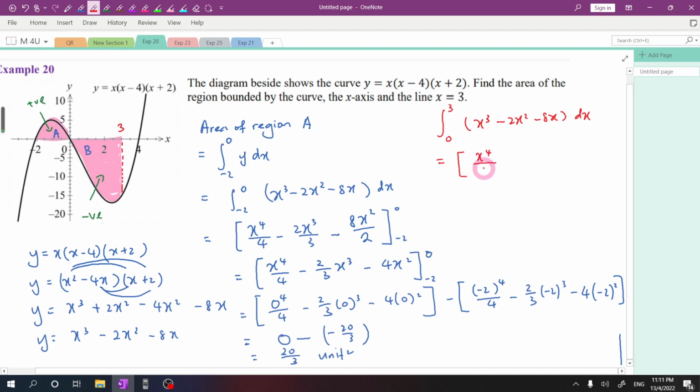X power 4 over 4 minus 2 over 3 x power 3 minus 4x squared. But this time the lower limit is 0, the upper limit is 3. Okay, just bring in 3 here. 3 power 4 over 4 minus 2 over 3 times 3 power 3 minus 4 times 3 square. Minus this whole thing, when you bring in 0 here, this whole thing will give you 0, right? Okay. So just press your calculator for this part.